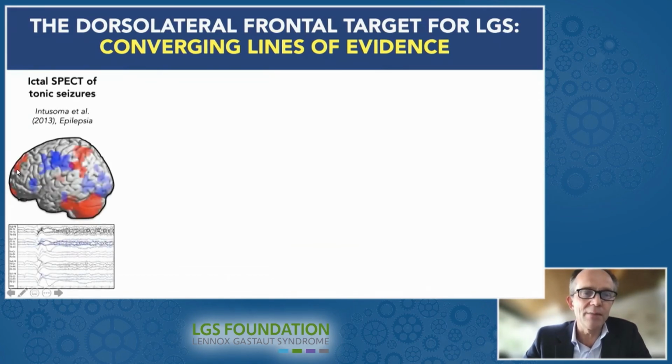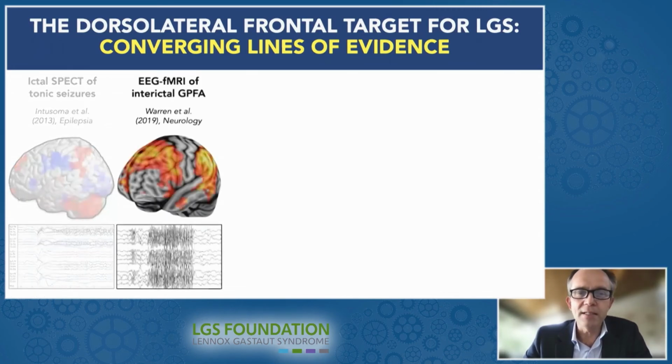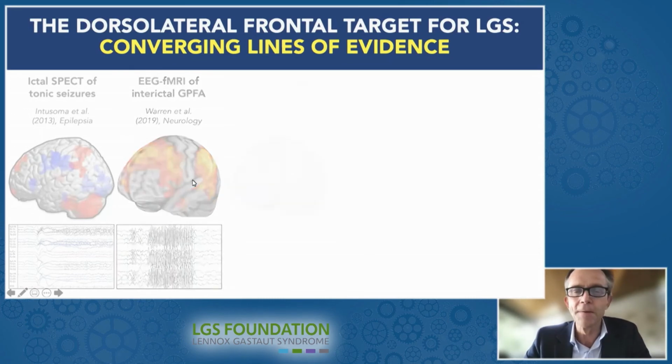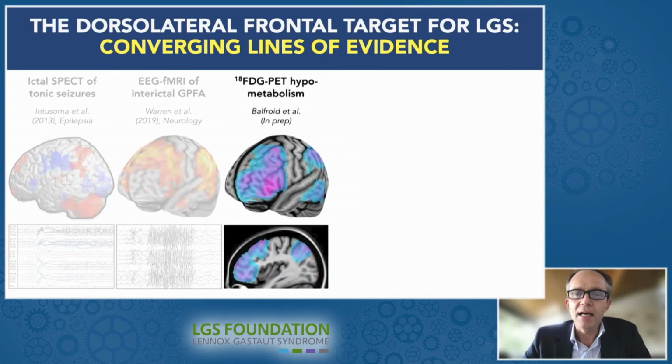Here's the image of the frontoparietal activation during the tonic seizures of LGS, with its associated sustained burst of low voltage fast activity. Here is some of our work looking at brain changes during bursts of generalized paroxysmal fast activity, one of the key signatures of LGS. Again, frontoparietal activation, sparing the pericentral cortex. Here's a result from the PET hypometabolism confirming the same regions.